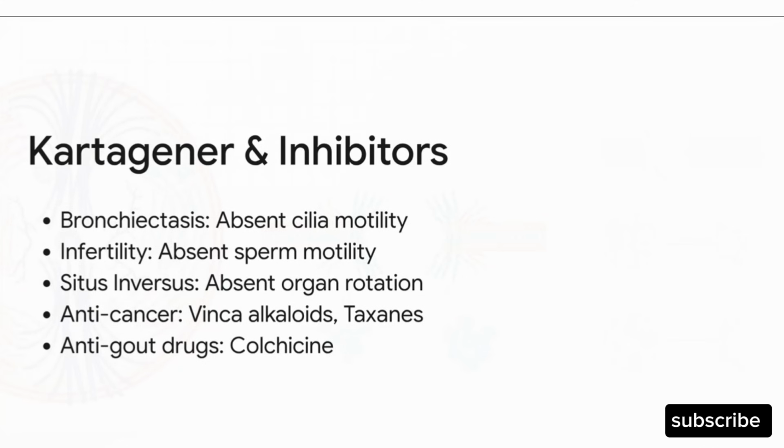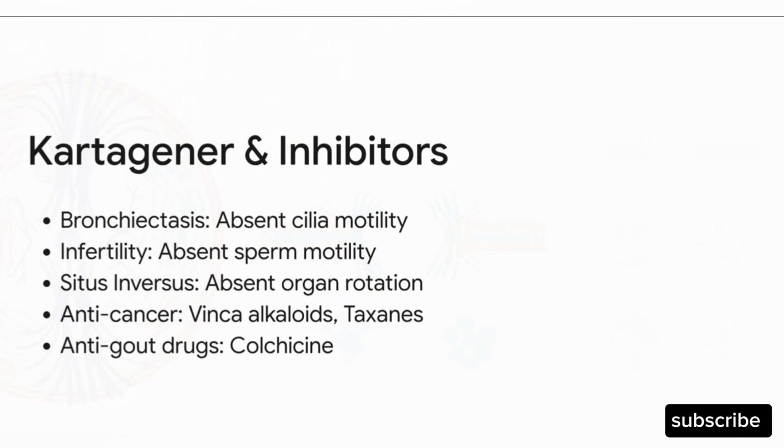Because those cilia simply cannot move, patients present with a very classic clinical triad. Number 1 is bronchiectasis. This happens due to severe sputum accumulation in the lungs because the respiratory cilia just can't sweep it clear. Number 2 is infertility, which is due to absent motility in the sperm and the fallopian tubes. And number 3 is situs inversus, where the internal organs are literally rotated onto the wrong side of the body because ciliary movement is strictly required for proper organ rotation during early embryology.